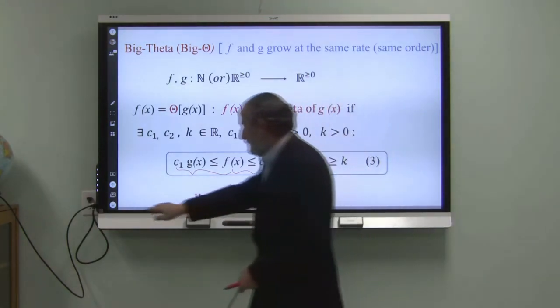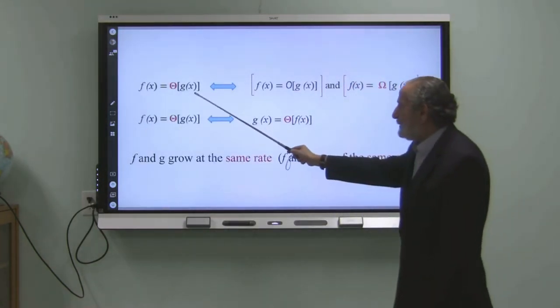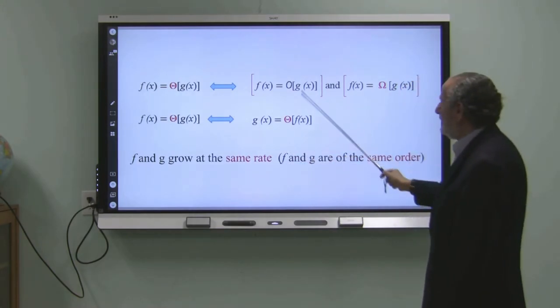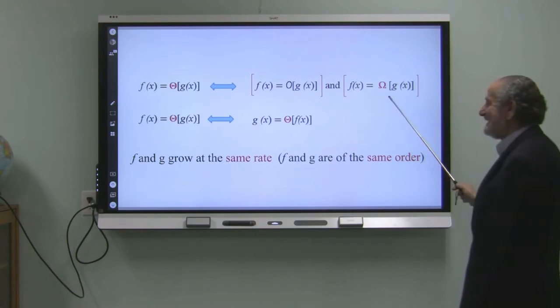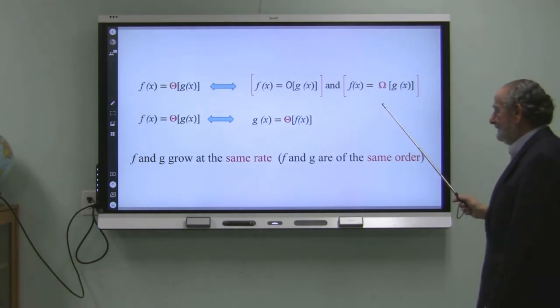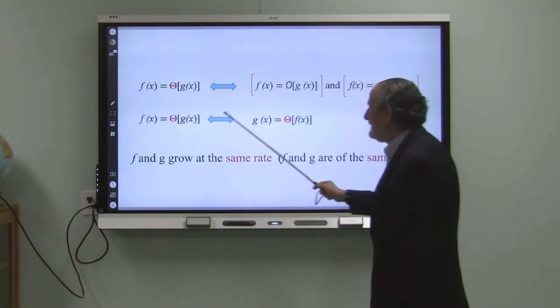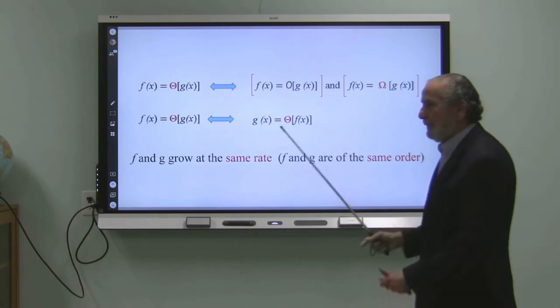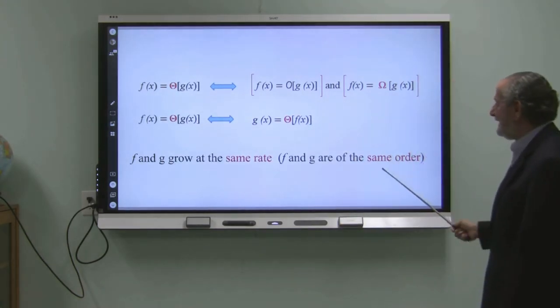And that's explained here. f is big theta g(x) if and only if f is big O and f is big omega at the same time. And obviously very simple to see: f is big theta g is the same as g is big theta f. That's why we say they grow at the same rate. They are of the same order.